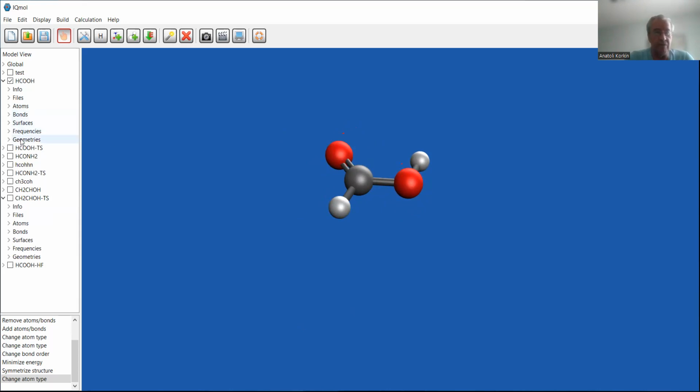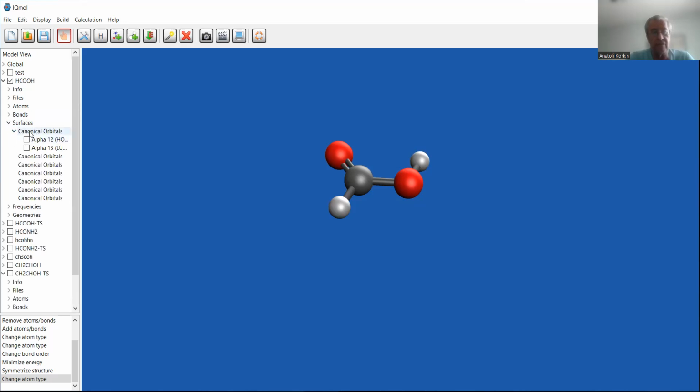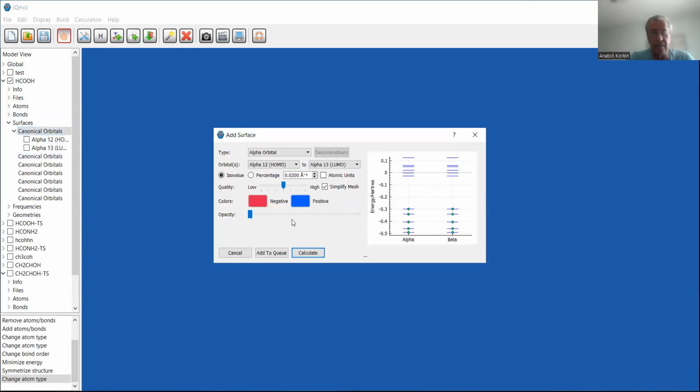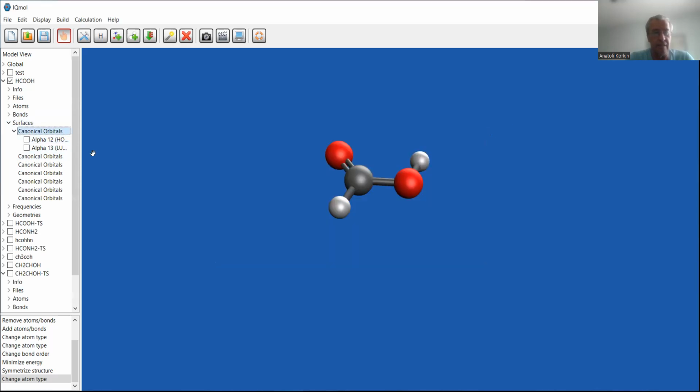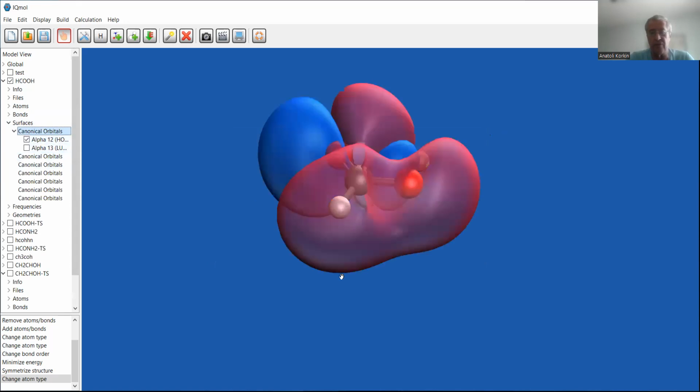So if we go to the surfaces here, for example, for these molecules, and you look at canonical orbital, to calculate it you need to double click on canonical orbital. So I clicked on calculate, but I already did it. I calculated the highest occupied and lowest unoccupied. So if I click here, it will show up.